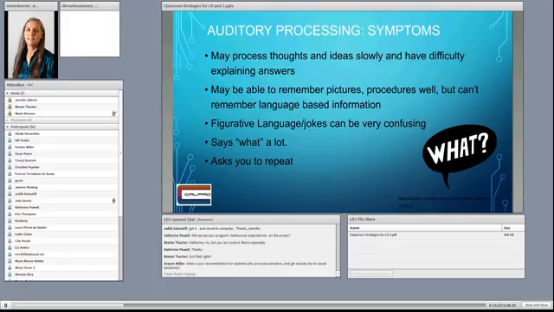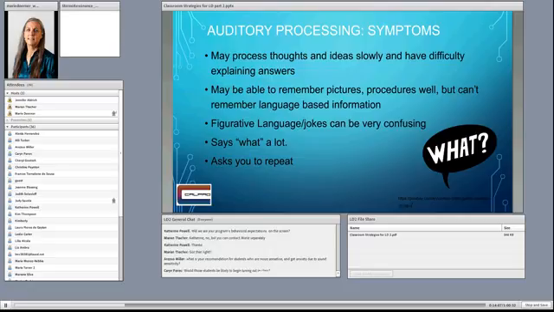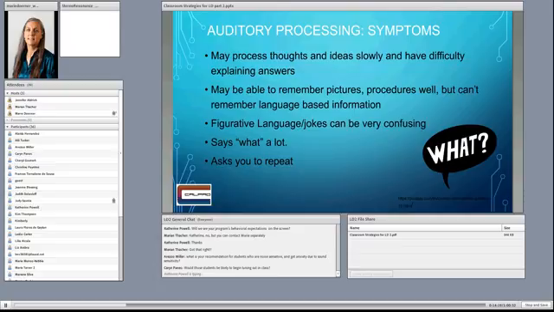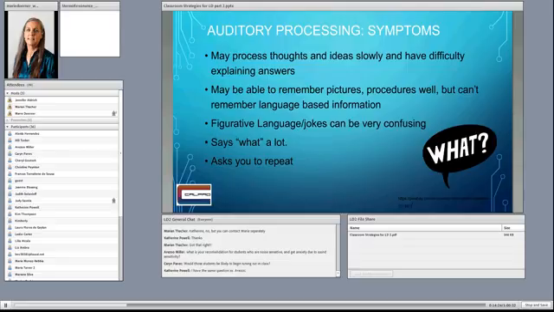Some students with auditory processing compensate by being able to remember pictures and procedures well, but when it comes to auditory language-based information, it gets really frustrating. Karen asked if these students begin tuning out, and absolutely. It's a lot of energy to stay focused and really listen and to stay focused.